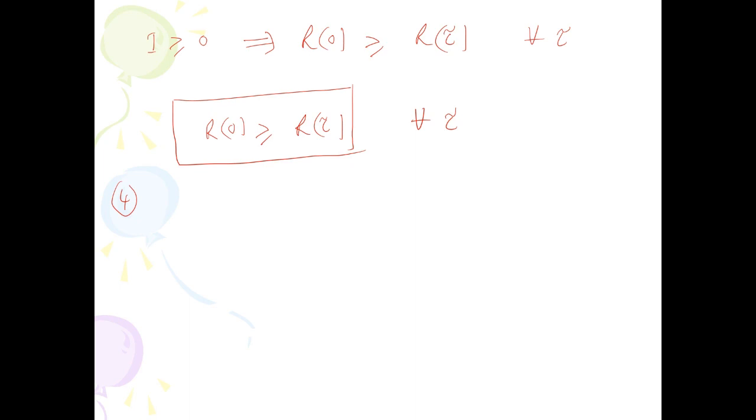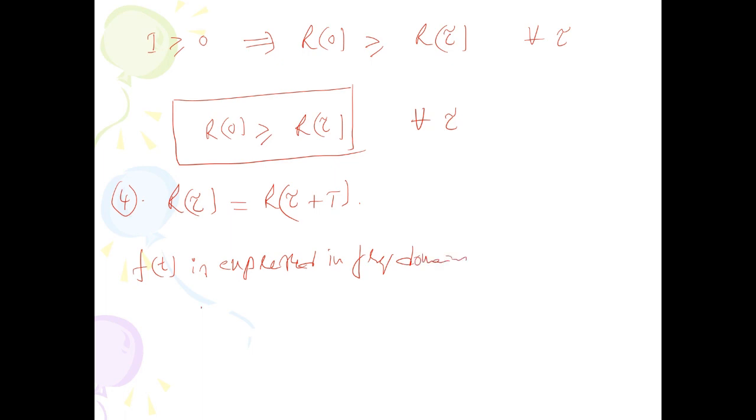Then next, coming to the fourth property, the autocorrelation function R of tau of a periodic signal is always periodic with the same period. That is, R of tau plus T. So let us solve this. A periodic signal f of t expressed in the frequency domain: f of t is equal to summation n is equal to minus infinity to plus infinity f_n e power j n omega naught t.